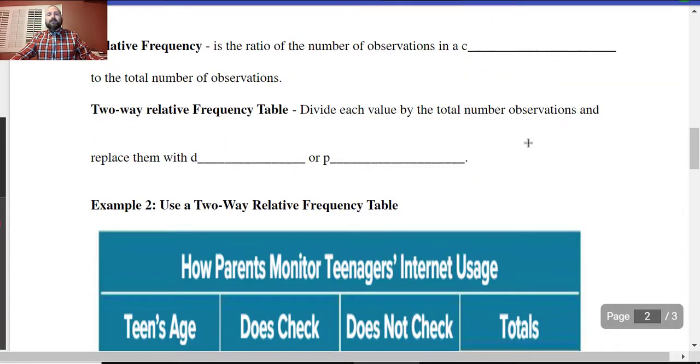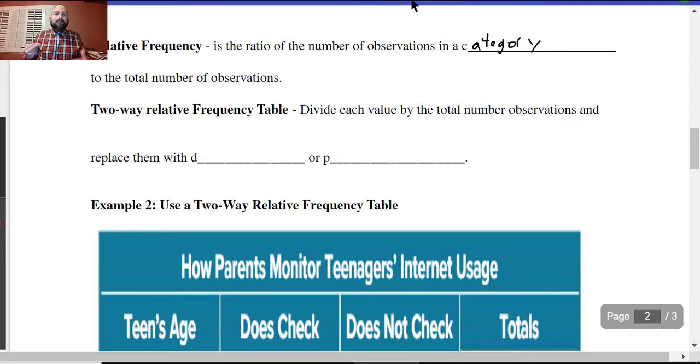So a relative frequency is the ratio of the number of observations in a category to the total number of observations. So basically what we're going to do is divide by the total, divide by the total, divide by the total in each of these little boxes right there.